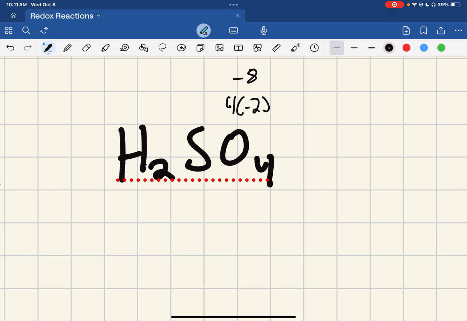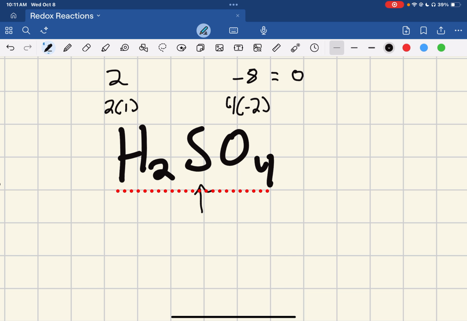Now we're going to jump over to hydrogen. If you ever have 3 elements in a compound and one of those happens to be hydrogen, hydrogen is typically going to be +1. Since we have 2 of them, that's 2 times +1, which gives us a grand total of +2. Now remember, because this is a neutral molecule, when I add all of these up, it should equal 0. So you could do a little bit of algebra here to figure out what the oxidation number is going to be for sulfur.